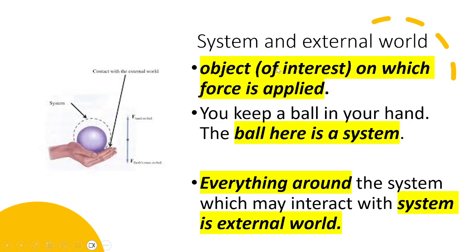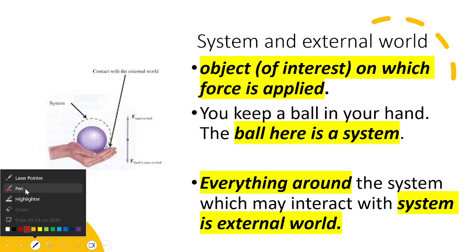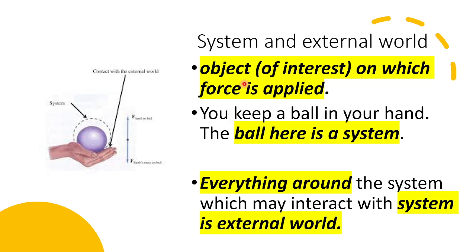Next is system and external world. So, what is a system? The object which we are considering, on which force is applied, that object is called system. In this example, you can see the force is being applied on this ball, and we are considering this ball. So, ball is the system. Other than the ball, everything is external world. For example, the hand is external world and this ball is system.